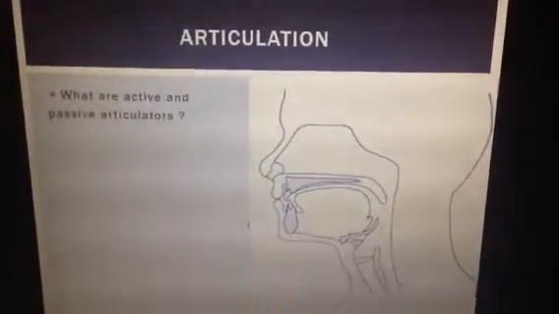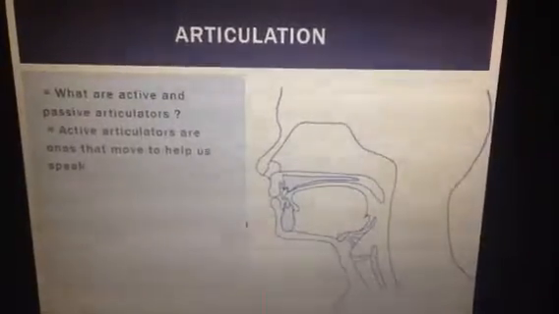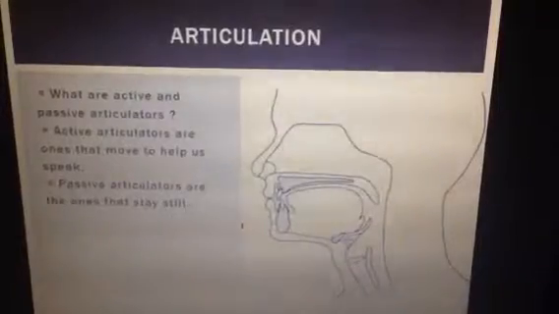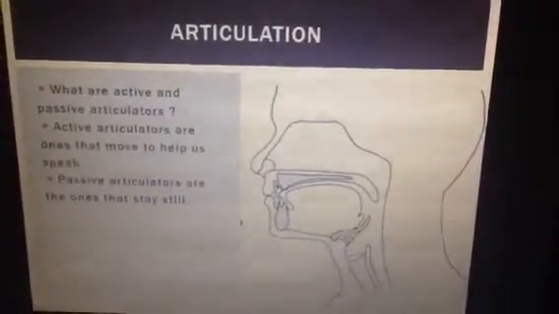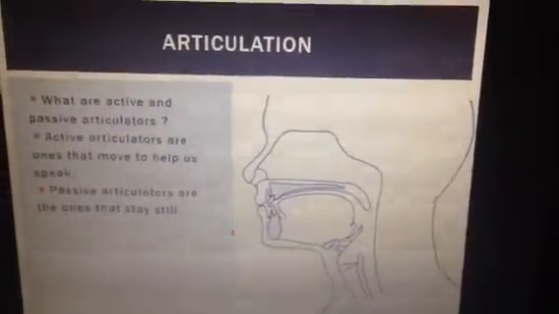Articulation. What are active and passive articulators? Active articulators are ones that move to help us speak. Passive articulators are the ones that stay still. So this picture is to show the active and passive articulators. Active articulators are the ones that move.